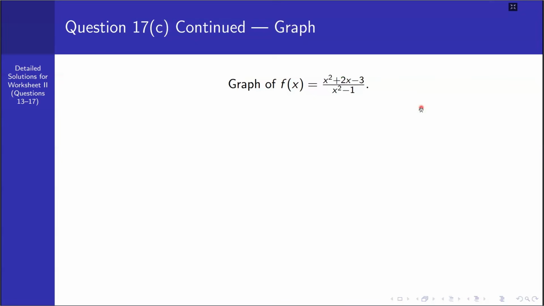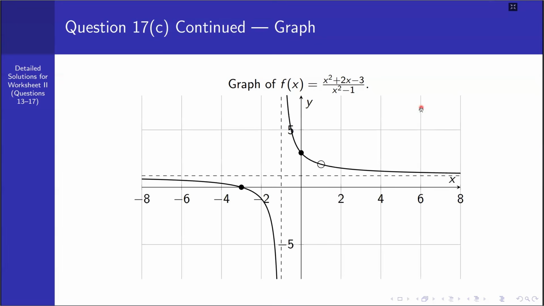Then the graph will be this one. This is the vertical asymptote. It hits the y-intercept and the x-intercept, which is (minus 3, 0), and this one is (0, 3). And this one is y equals 1, the horizontal asymptote. So totally, the graph of this rational function, x squared plus 2x minus 3 over x squared minus 1, will look like this.